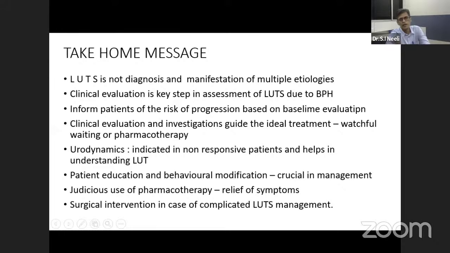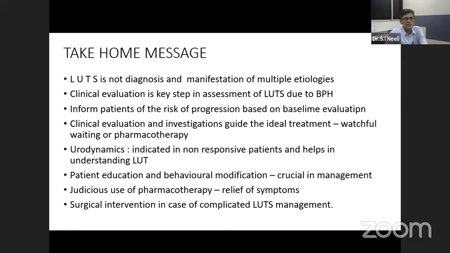So the understanding of the lower urinary tract symptoms helps us in identifying which patients need treatment, how behavioral lifestyle modification can help the patient, and we can have a judicious use of the pharmaceutical agents in managing the patients. The take-home message is lower urinary tract symptoms is not a diagnosis; it's a manifestation of multiple etiologies. Clinical evaluation is the key step in assessment of lower urinary tract symptoms due to BPH. We have to inform the patients of the risk of progression after our initial evaluation.